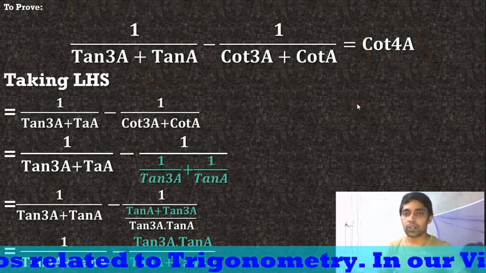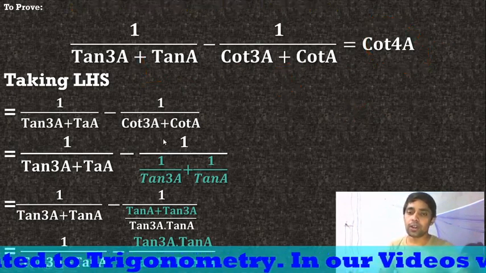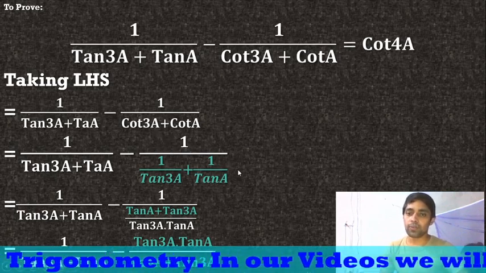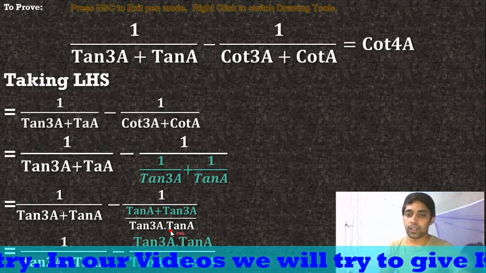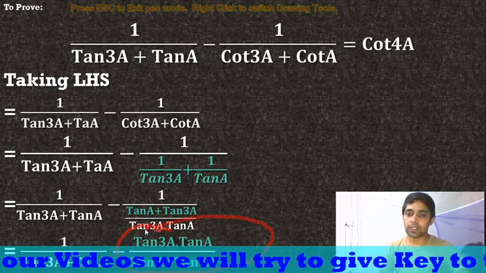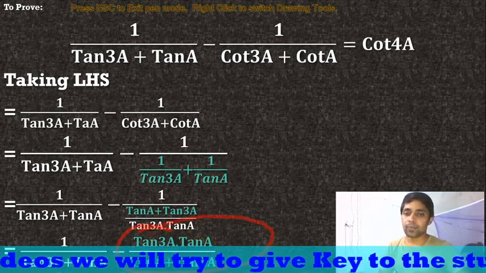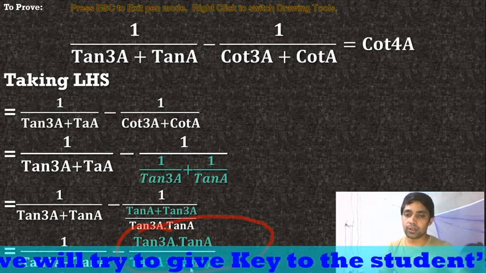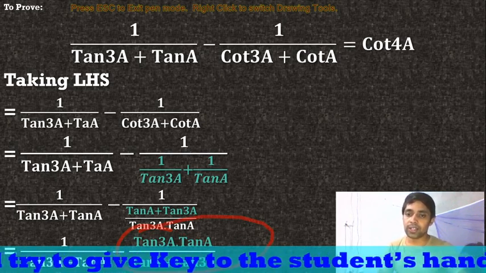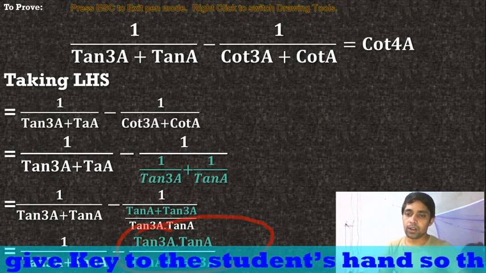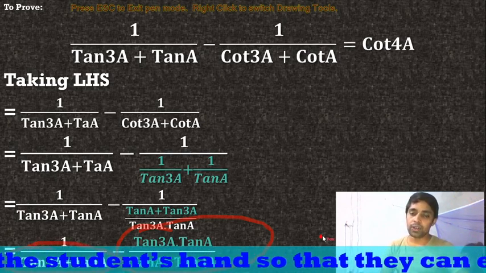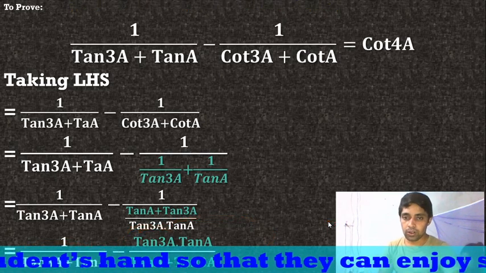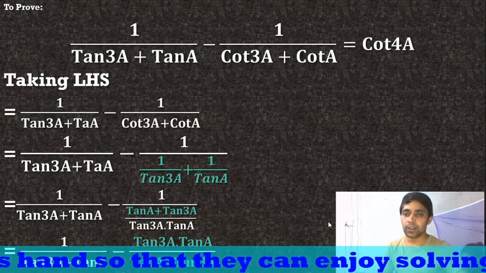So first we are going through the LHS and converting this cot in the form of tan and taking LCM. Now if you will see, this is in formula format, the formula of tan a plus b. If we take LCM, we'll see it will come in the form of tan a plus b.